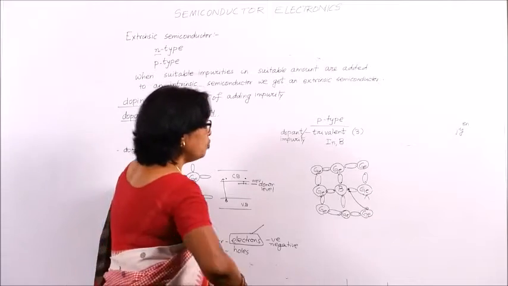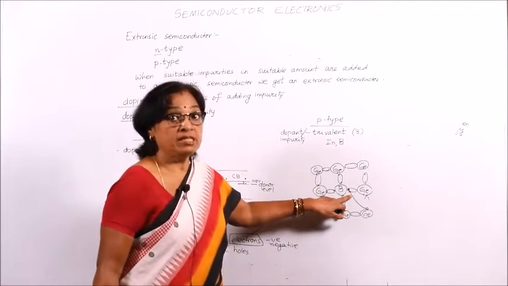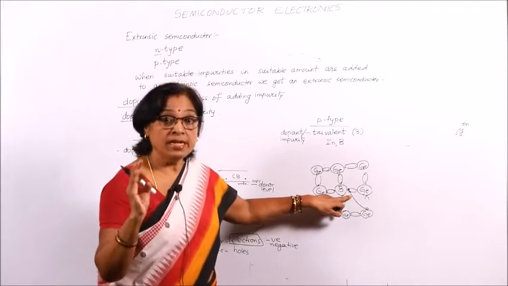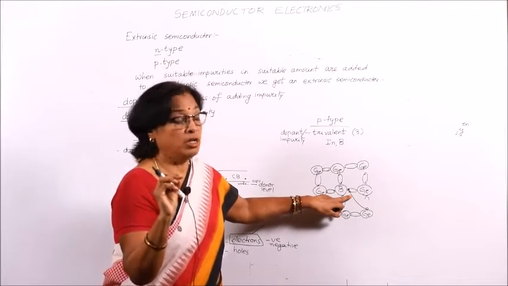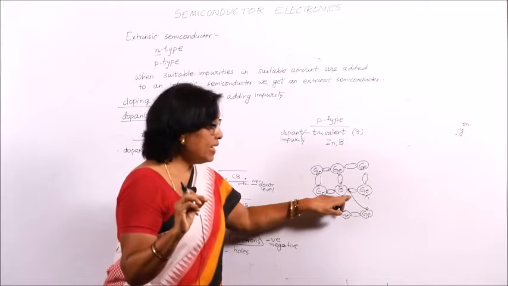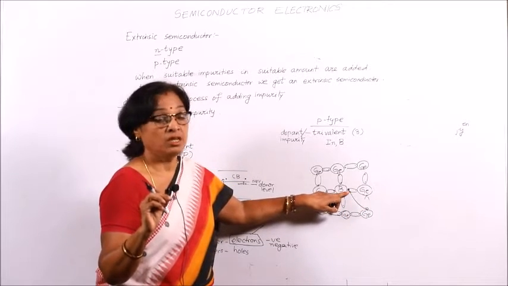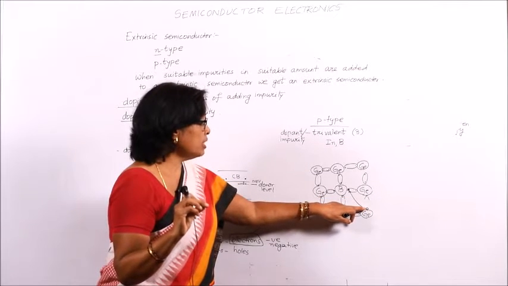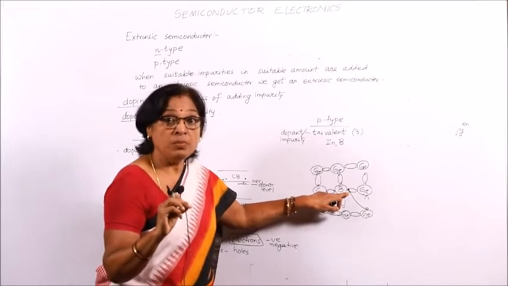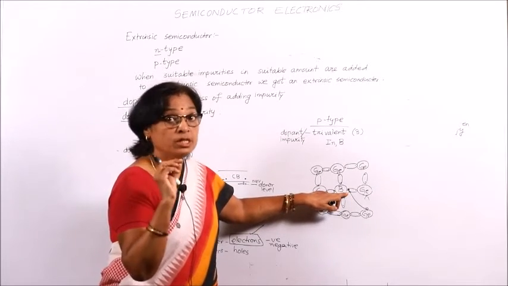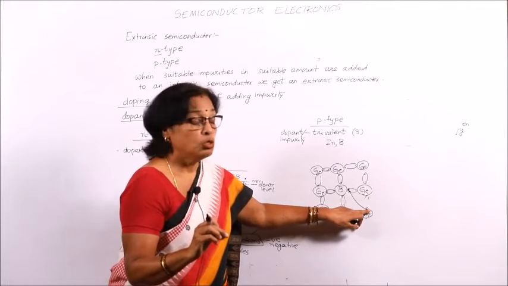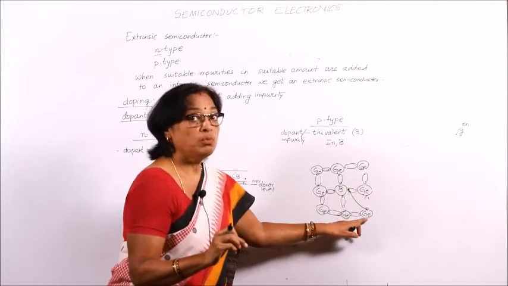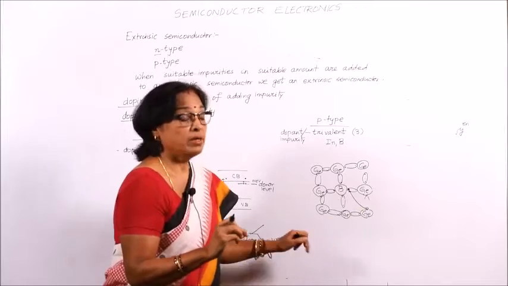Because boron has a vacancy, it is a trivalent impurity, it has 3 electrons, it needs another electron to complete the covalent bond. It will try to take an electron from somewhere else. So this germanium atom's electron tries to go to complete this vacancy. So it goes to that hole, but the hole is now shifted to this germanium atom. So the hole is moving from atom to atom in this way.